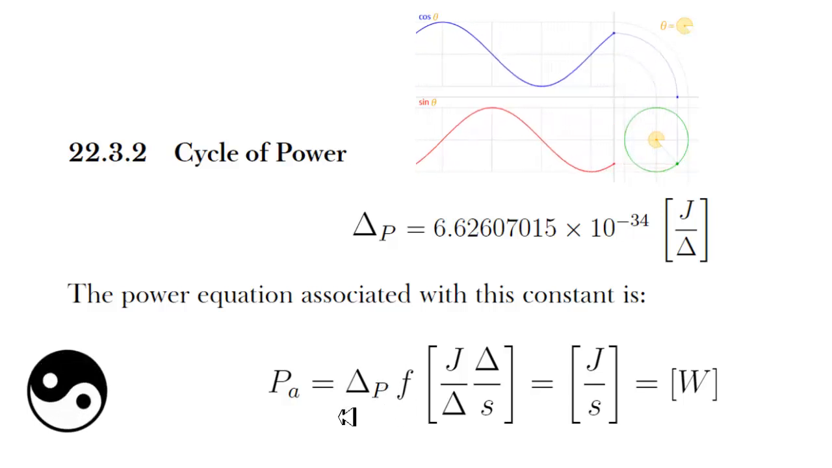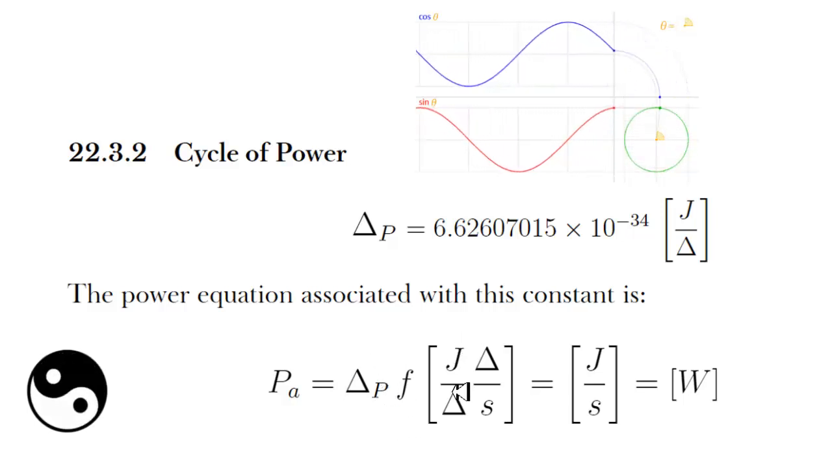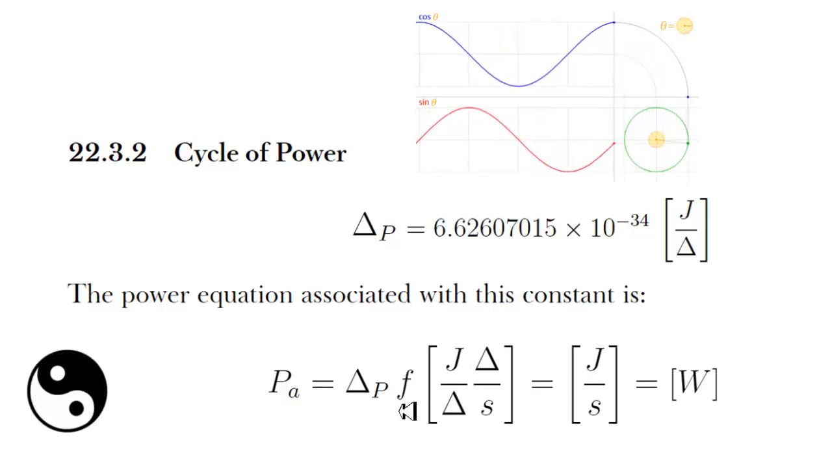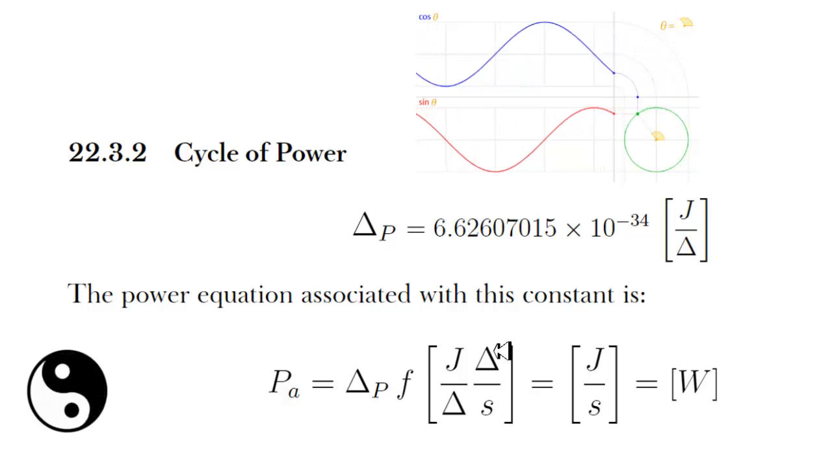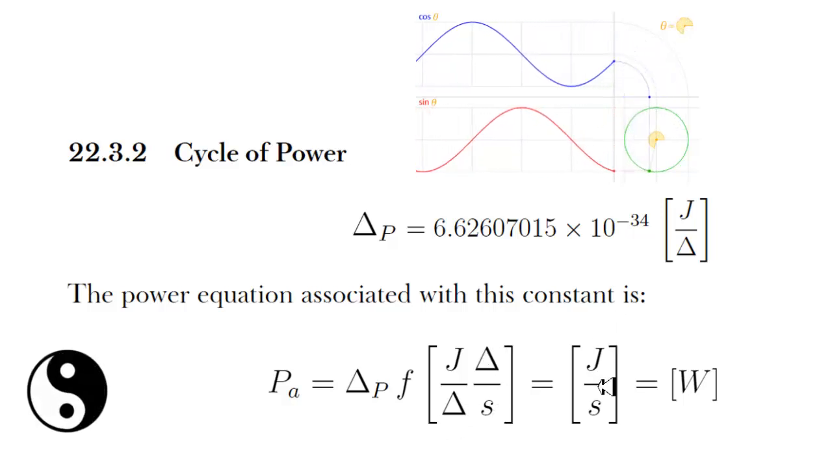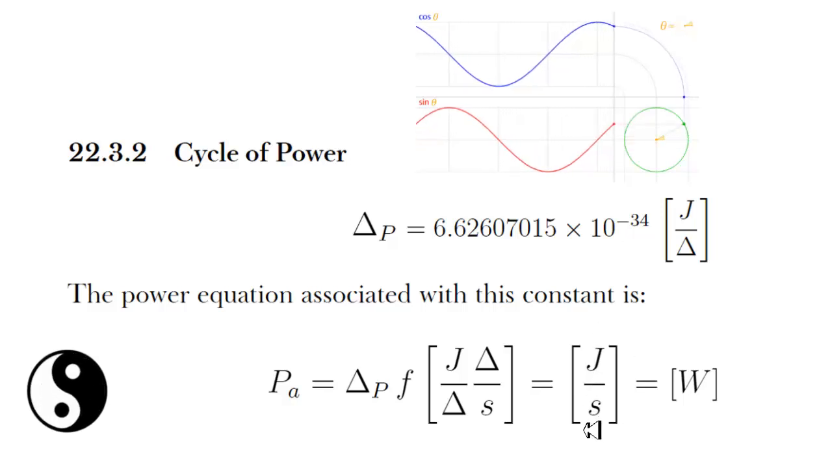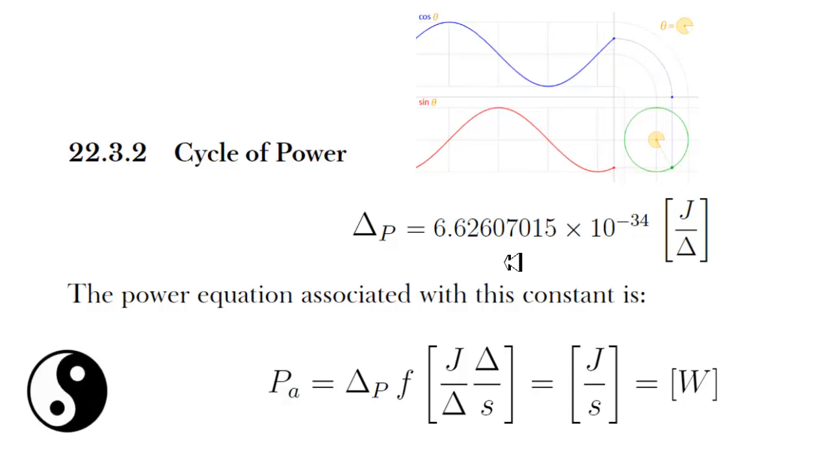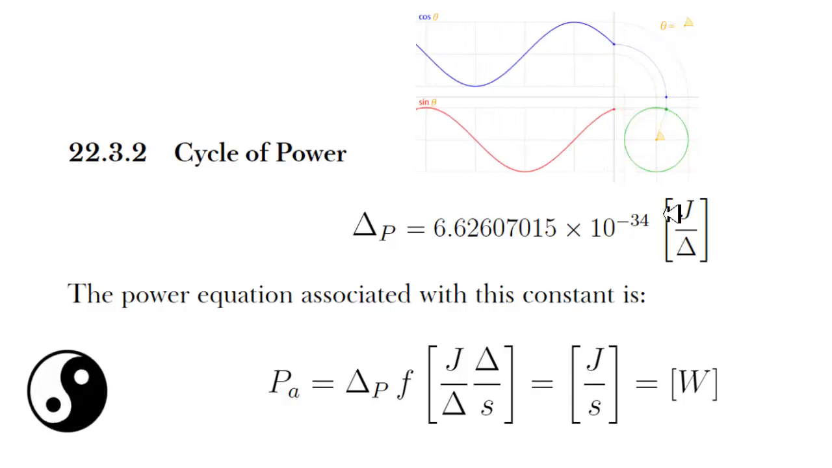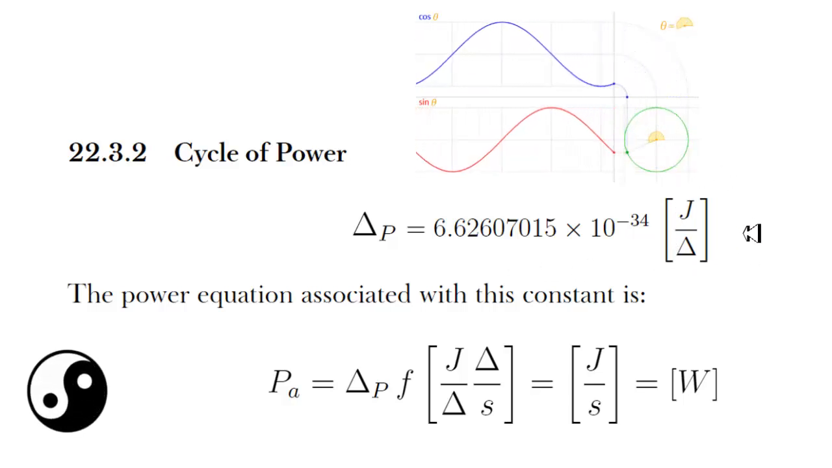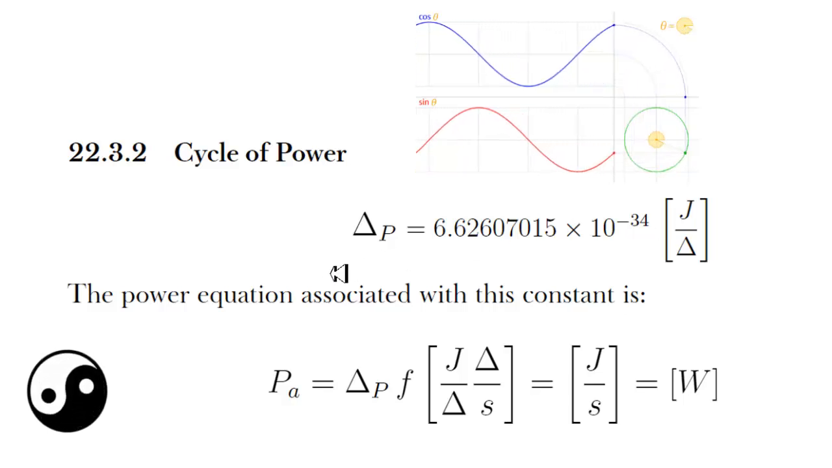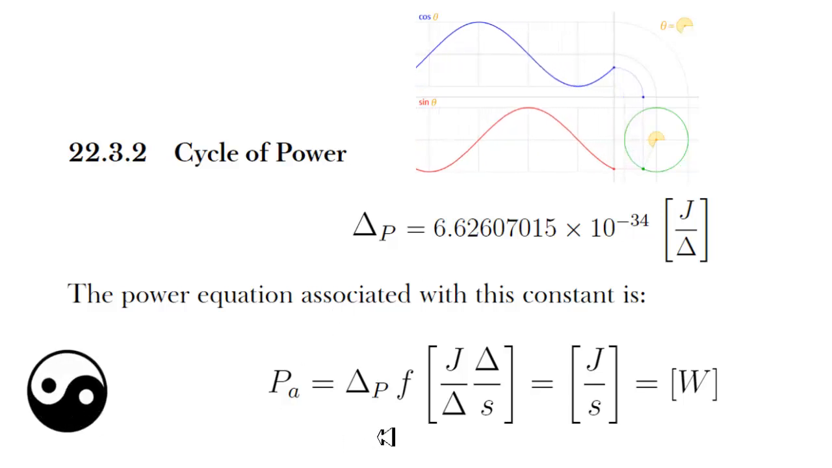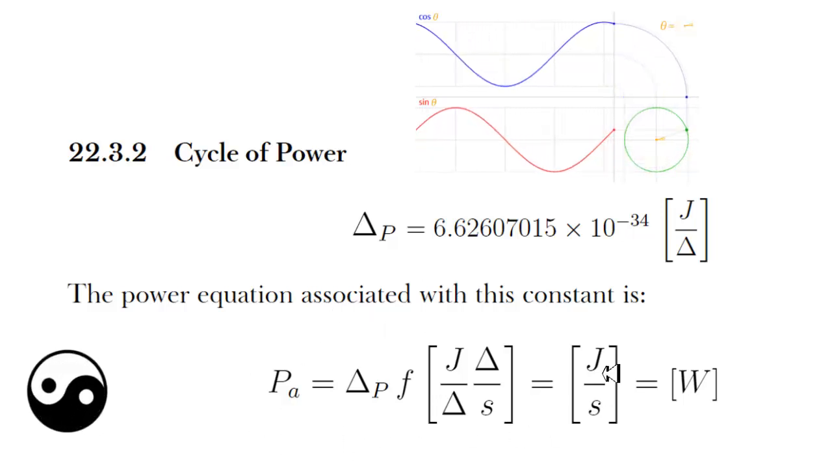The unit of this has units joules per cycle. So the constant has units of joules per cycle. Frequency has units of cycles per second. These cycle terms cancel, and you end up with joules per second, the units of power. Another way of looking at it is the constant is on a per cycle basis. So this is the power contribution of one cycle.